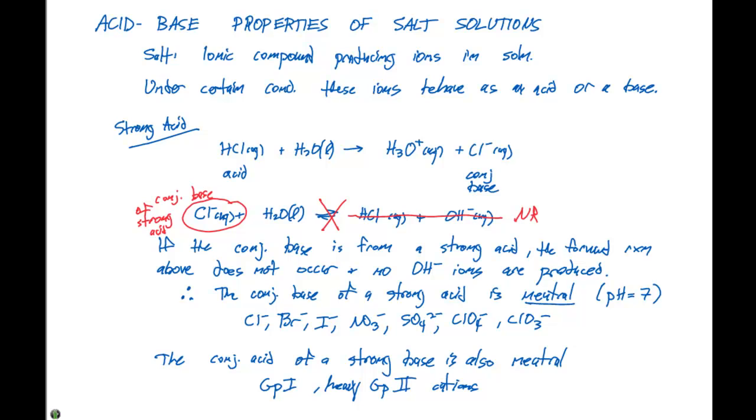This is going to come into play when we look at properties of solutions in the next chapter, but we definitely need to know two main things: that the conjugate base of a strong acid is neutral, and the conjugate acid of a strong base is neutral. We can also look at the conjugate bases of weak acids and conjugate acids of weak bases, and they will have an influence on the pH, and we'll look at that in the next video.